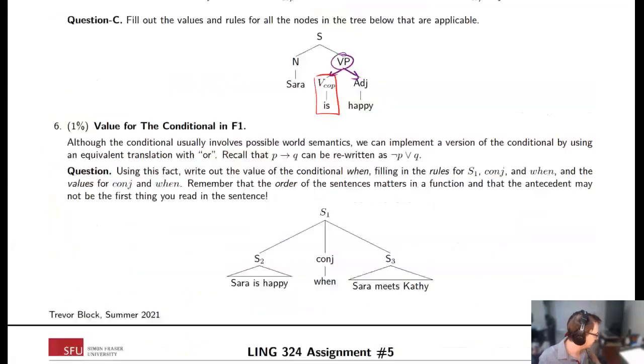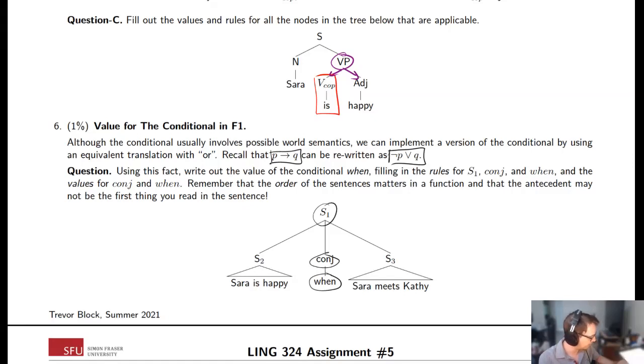Question 6, we didn't talk about the conditional for our values. And really, we shouldn't be talking about the conditional because the conditional requires possible worlds. It requires a little bit more of what we call intensional semantics or modality to do it. But we can think about how it could be done because we know an equivalent translation for P arrow Q. We know we can do it as not P or Q. So using this information in this question, you're really just going to give the values of the when matrix, the conjunction matrix, and what the sentence should look like.